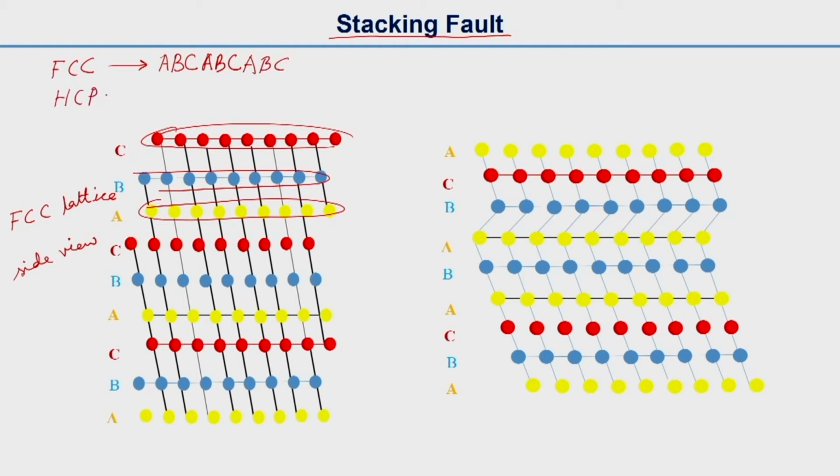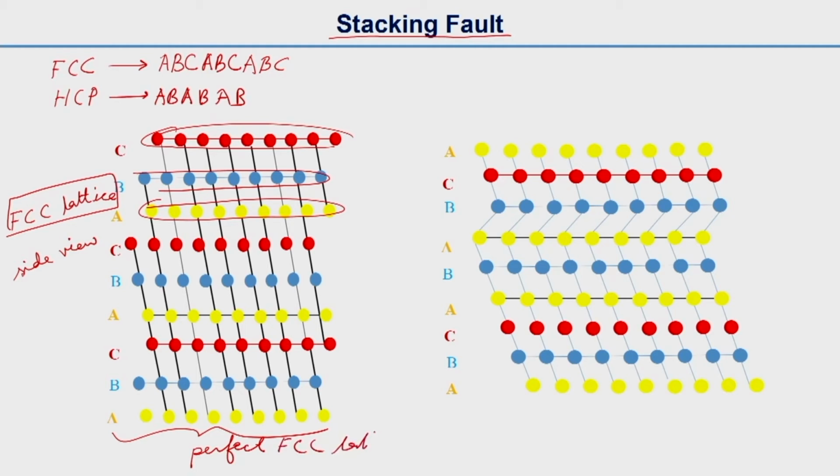For hexagonal close pack the packing order is AB, AB, AB. They are quite similar, AB planes are there, but C is missing. Now for an FCC lattice, this is the perfect lattice without any defect. But sometimes there will be a defect. Say a plane is missing here, so we get only AB packing, there is no C plane. That is where the fault is, and that is called a stacking fault.